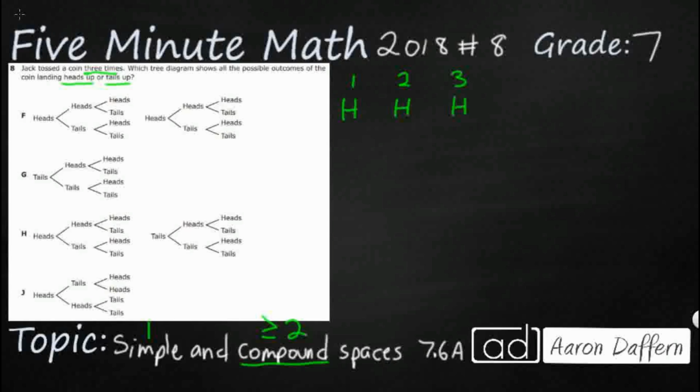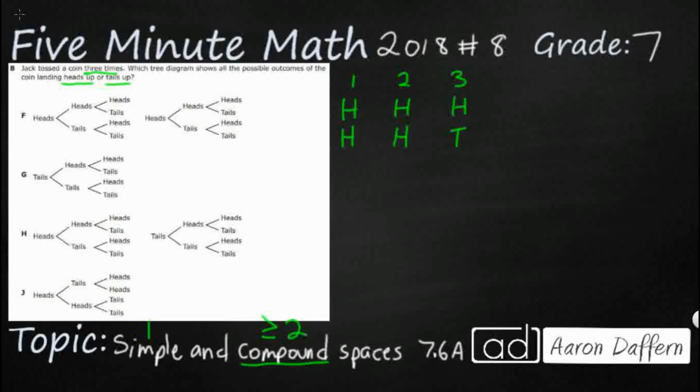When we are looking for, okay, what's the next possibility, and how do we do it in an organized way so we don't miss something? Well, what we do is we keep everything the same up to the end as long as possible. So can we keep our first and second as heads and change the third toss? Yes. That could be tails.